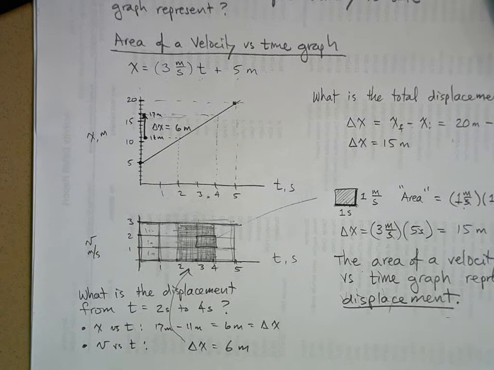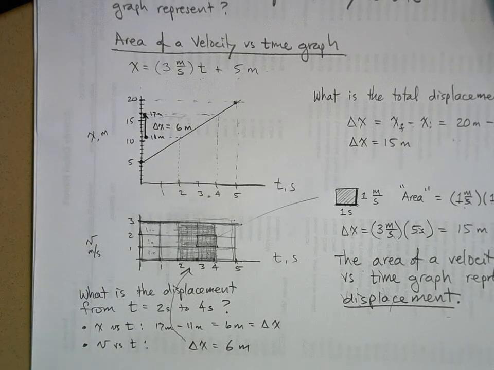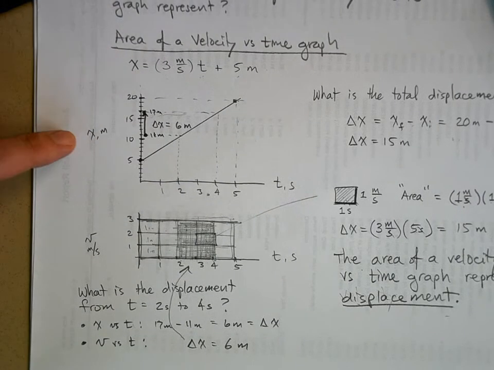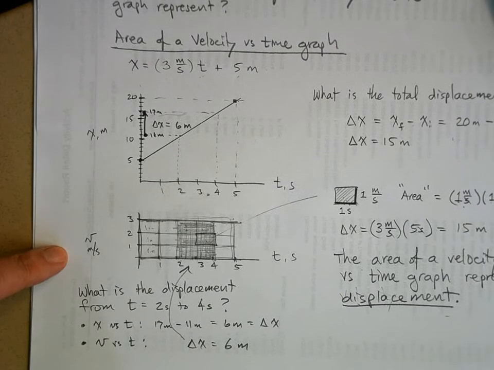I mean, there's lots of ways of looking at this. But I do want you to know how to figure out what the displacement is using the mathematical model, using the position versus time graph, and now using the velocity versus time graph.